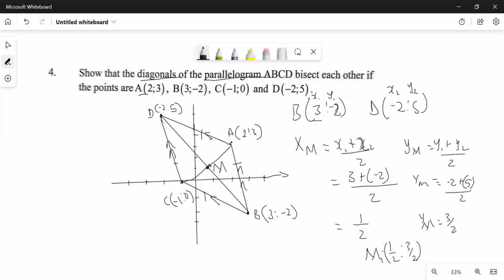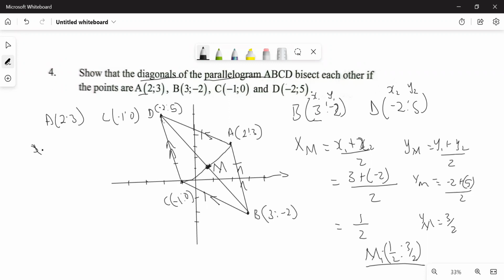The next thing that we're going to look at is A and C. Why didn't I take A and D? Because I'm proving that the diagonals bisect each other. Diagonals bisecting each other means that where they intersect, they need to have equal midpoints. So let's check the other one, AC. If we take A, we have 2 and 3, and if we take C, we have minus 1 and 0.